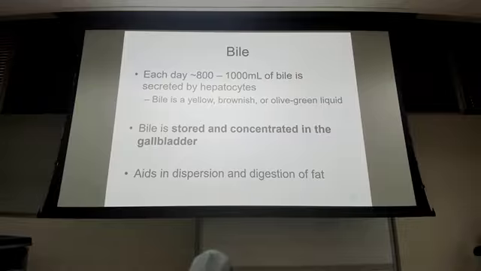Bile is yellow or brownish, olive green. Becomes important when we talk about disease processes, especially when we talk about jaundice and the different types of bile or bilirubin that are causing the jaundice, whether it be prehepatic or it's formed from actual processes going on in the liver or posthepatic. So stored and concentrated in the gallbladder and aids in dispersion and digestion of fat.